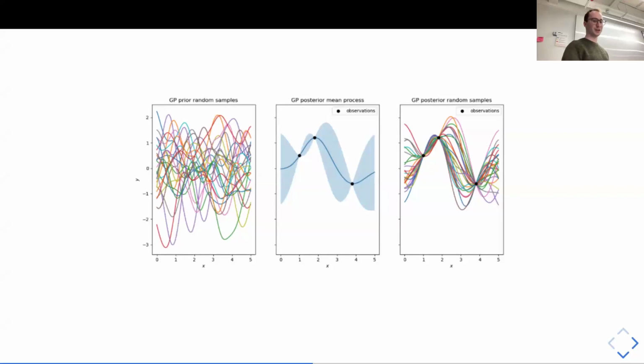Okay, equations gone. So I told you we've made 3 observations. So there they are. Those are the black dots in the middle. The blue line is the same as the mean process that I just showed you. That was that blue equation from just the slide before.